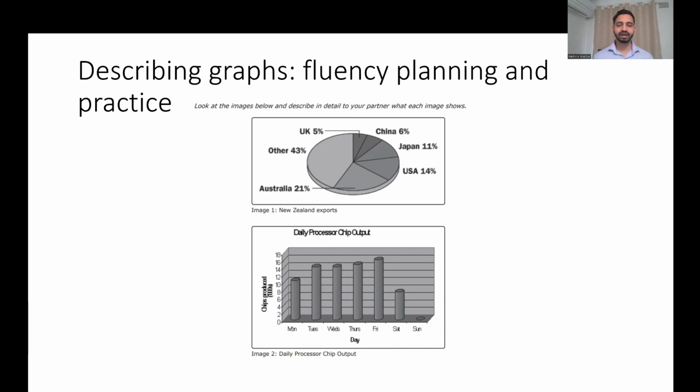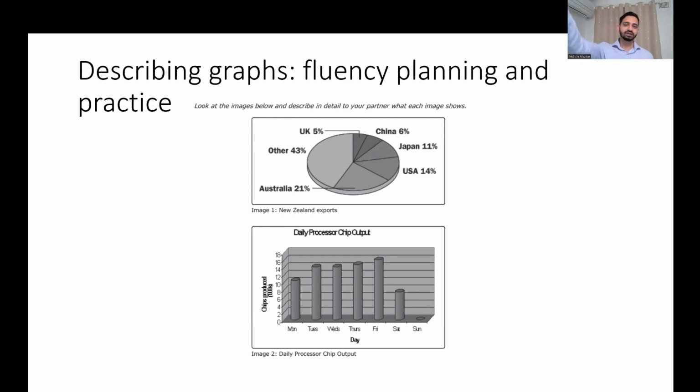All right, I hope you had a chance to look at these two images, and go through them and really look at that template and write down important information, starting with the title of the chart. So in your first image, obviously it says image number 1 is New Zealand exports. That's your title to all of these countries. And then you've got the second image. The title of the graph will be daily processor chip output.